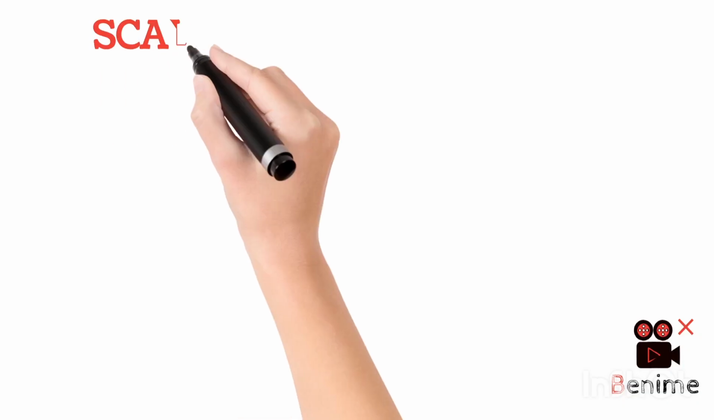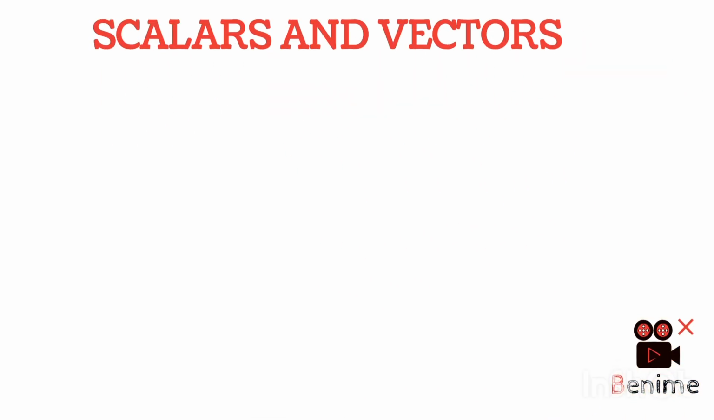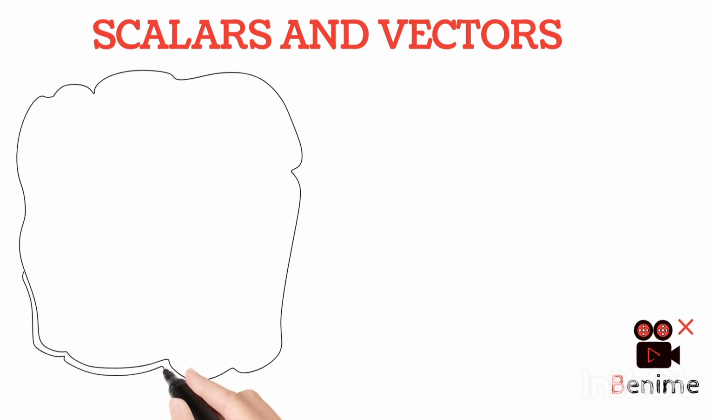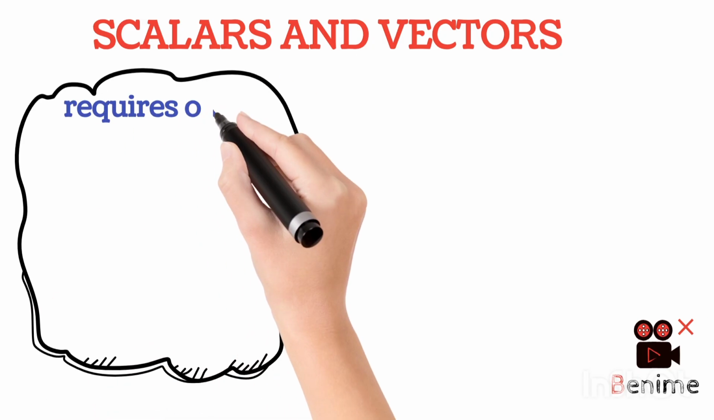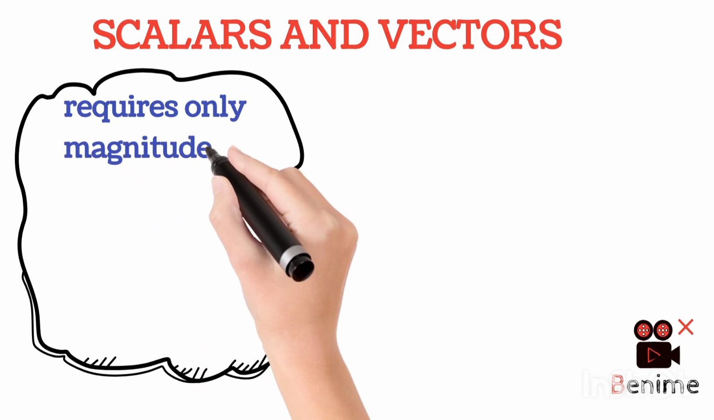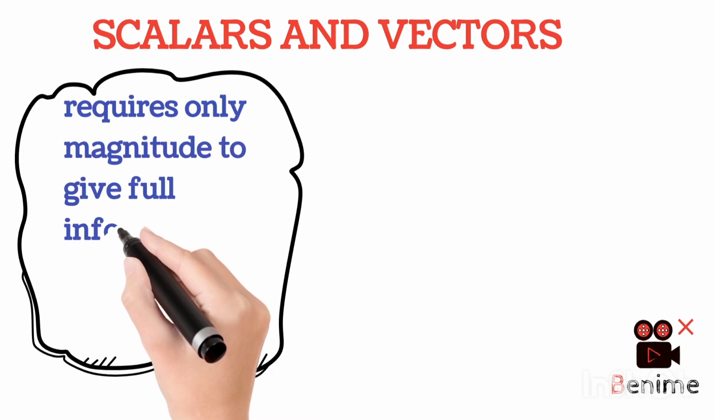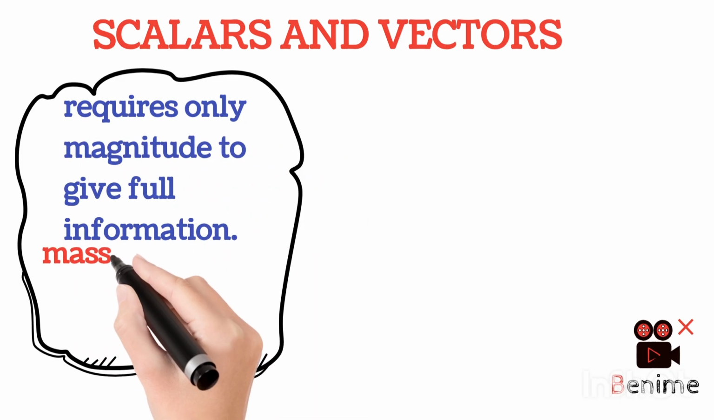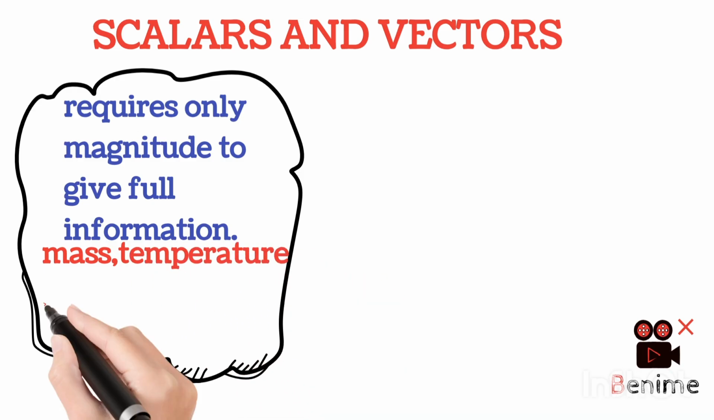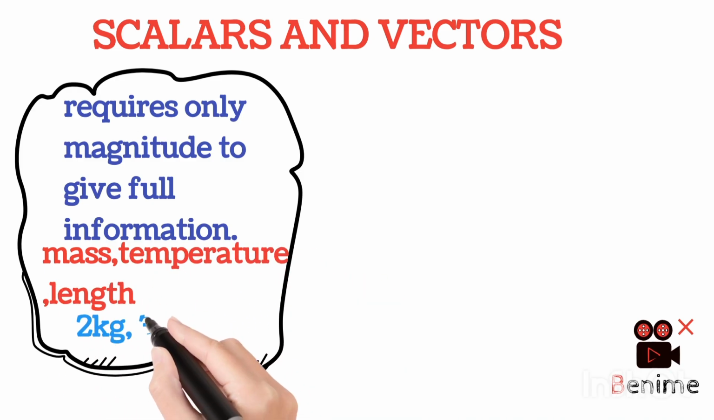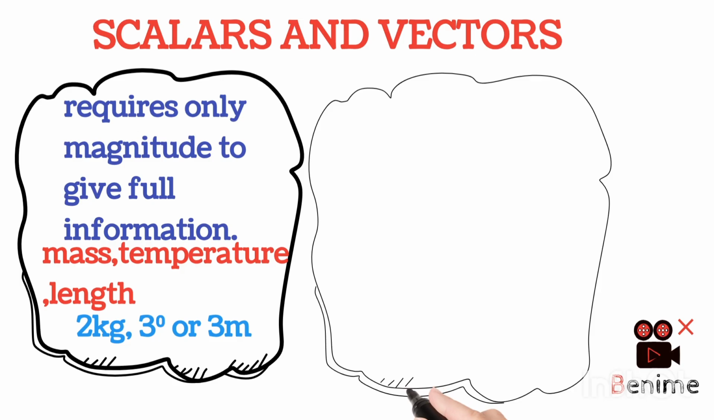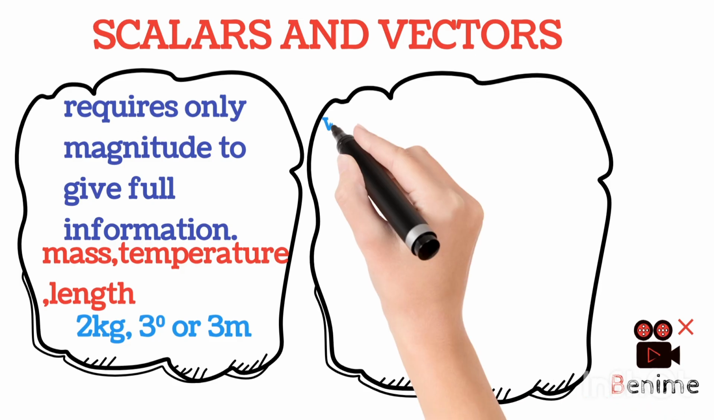Hello students, today, we will study how physical quantities are expressed. Physical quantities are divided into two types, on the basis of their description. One type of quantities is scalar, which requires only a magnitude to give full information about them, like mass, temperature, and length.